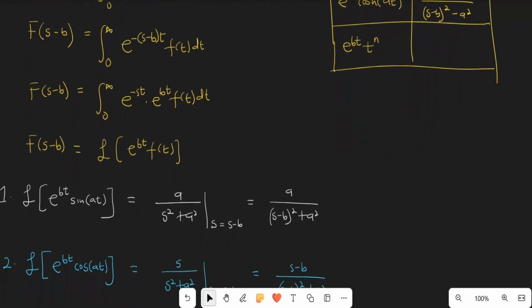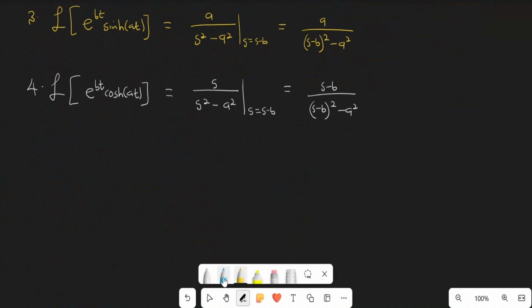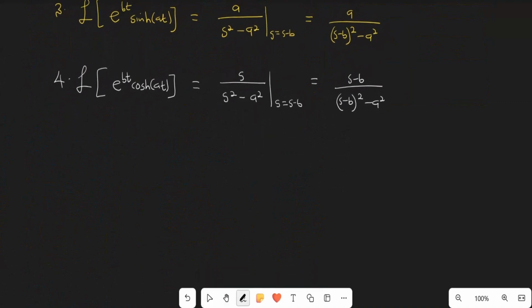And the last one is e to the bt multiplied by the polynomial of the nth power. That's the last one. So the last one I will do in blue. So the last one is the Laplace transform of e to the bt multiplied by t to the nth power. This one is equal to, we are going to pretend as if this one doesn't exist, and now we'll find the Laplace transform of t to the power n. And if we can recall, that is from our first video, this is n factorial divided by s to the power n plus 1.